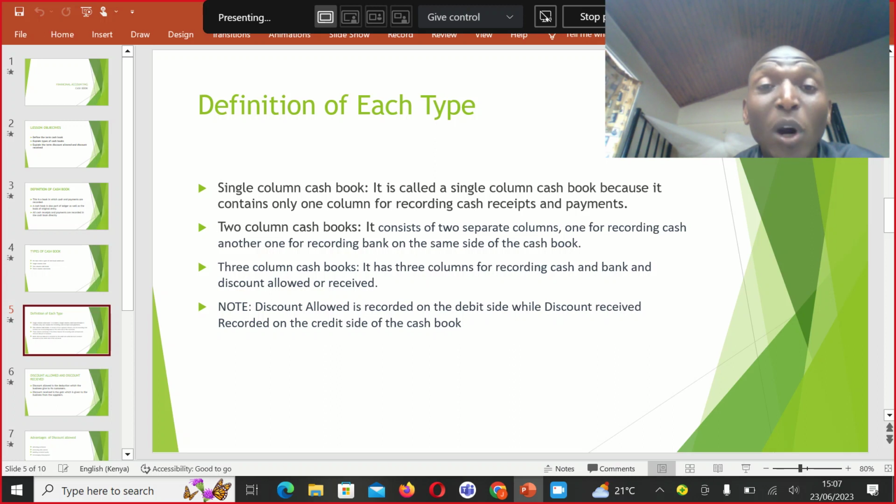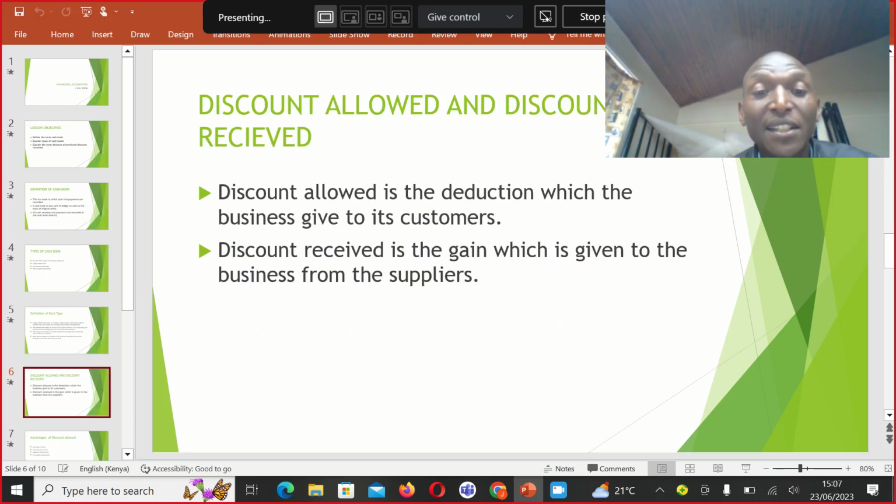So we are supposed to know that when we talk about a 3-column cash book, we have an additional column. One column for recording what we call discount allowed, and another column for recording discount received. Discount allowed is recorded on the debit side of your cash book. And discount received is recorded on your credit side. Now, we want to see what is the difference between discount allowed and discount received.